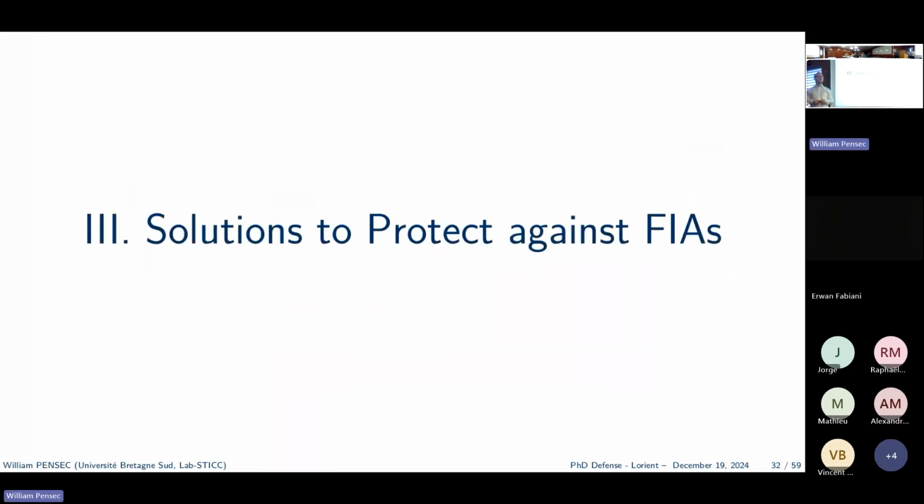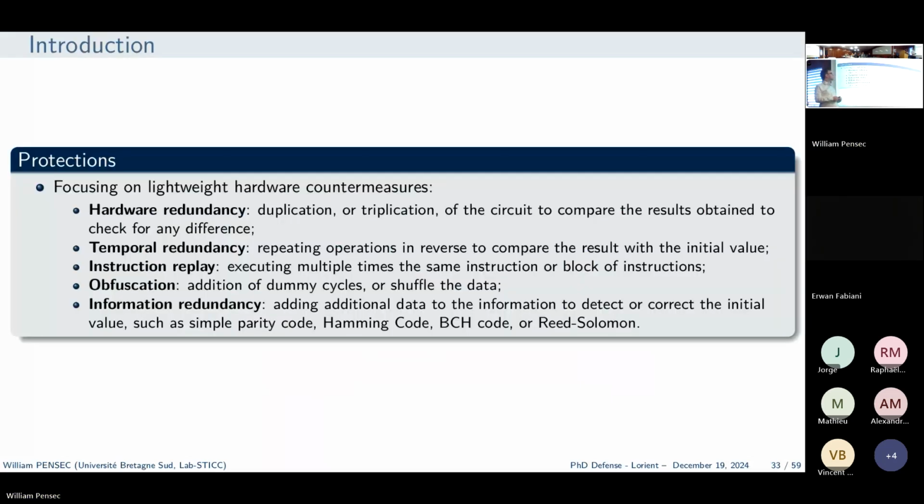Now, the countermeasure I'm proposing to protect against fault injection attacks. There are different ways of protecting a system. The first one is hardware redundancy, for example duplication of the circuit to compare the results obtained and check for any difference. There is also temporal redundancy, which means that we repeat operations in reverse to compare the result with the initial value. The third solution is, for example, instruction replay, where we execute the same instruction or block of instructions multiple times. And there is also obfuscation, which adds dummy cycles into the process and, for example, shuffles the data in the process.